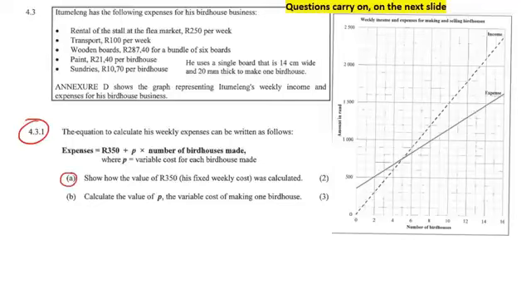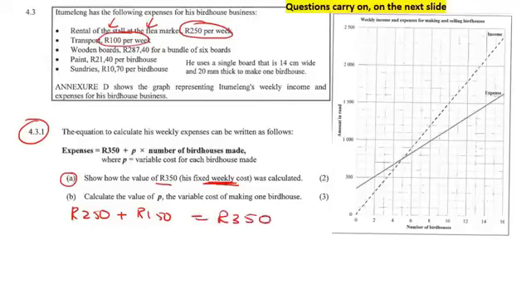First question: show how the value of 350 Rand, which is his fixed weekly cost, was calculated. If we look at his different costs over here, we can see the per week costs. There's 250 Rand per week for the flea market and the rental of the store, and for transport, they've got 100 Rand per week. If you simply add those two fixed costs together, that would be 350 Rand. So that's where they got that from.